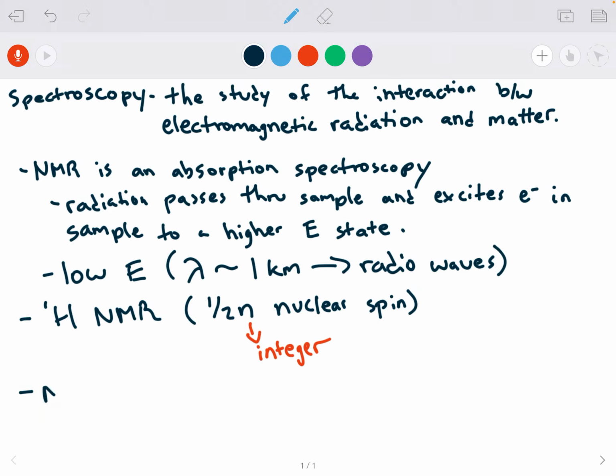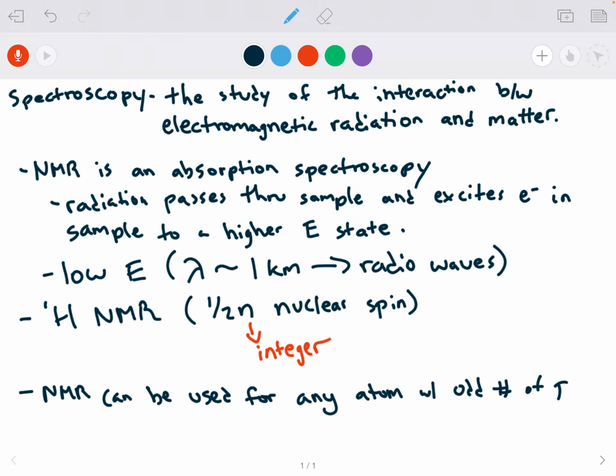So you can use NMR for any atom with either an odd number of protons and an even number of neutrons, or vice versa. So hydrogen has 1 proton, no neutrons, so you can use NMR for it.